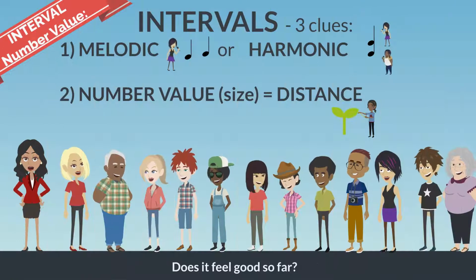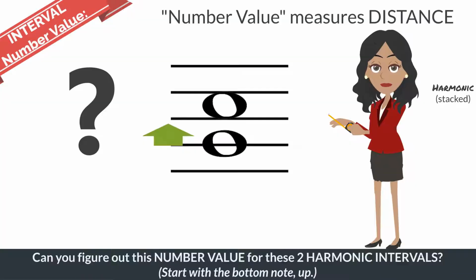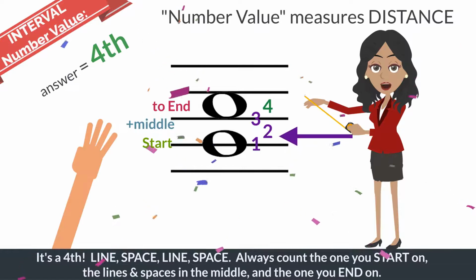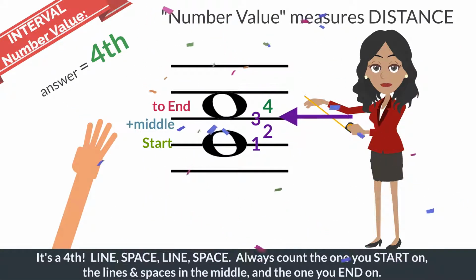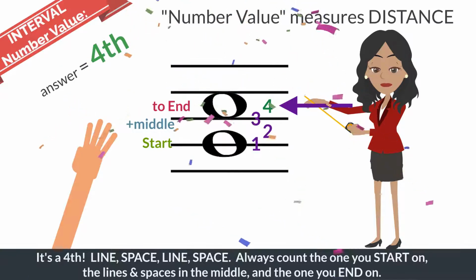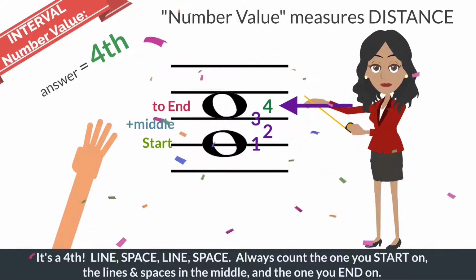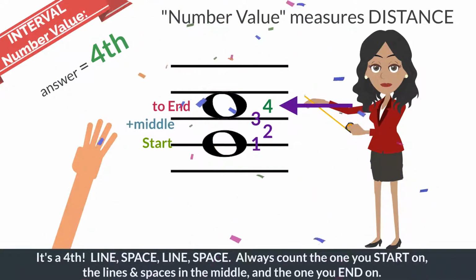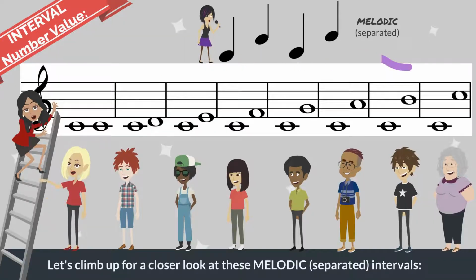Does it feel good so far? Can you figure out this number value for these 2 harmonic intervals? Start with the bottom note up. It's a 4th. Line, space, line, space. Always count the one you start on, the lines and spaces in the middle, and the one you end on. Let's climb up for a closer look at these melodic, separated intervals.